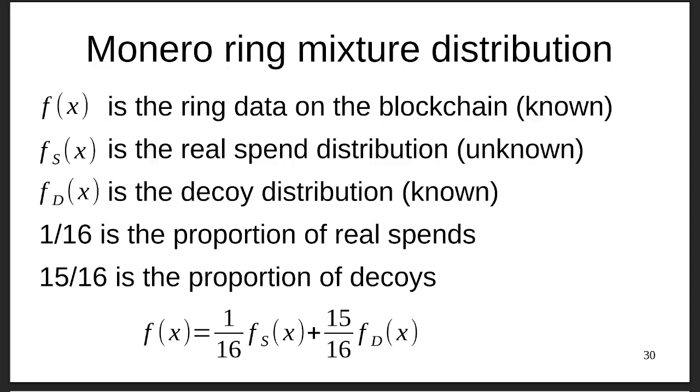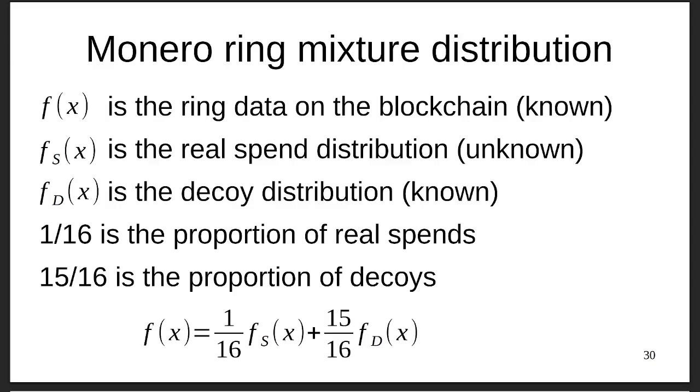Let Fs be the real spend distribution. At the moment, this is unknown to us. Let Fd be the decoy distribution. We know this because it is written into the Monero wallet open source software. 1/16 is the proportion of real spends. This just means that 1 out of the 16 ring members is the real spend. 15/16 is the proportion of decoys by the same logic.